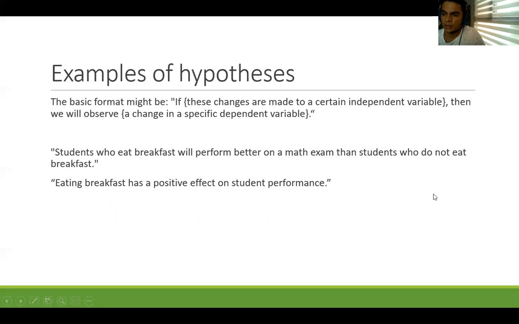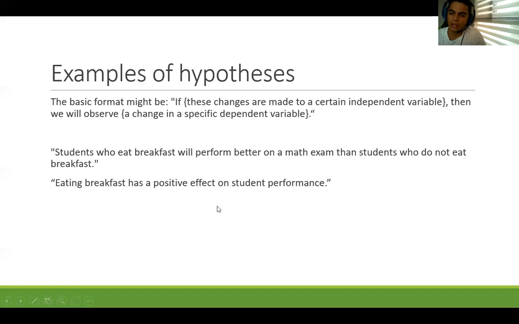So here I have an example of a good hypothesis. And here is a basic format that can be like this. If this happens, then we will observe this other thing. This is a very basic formula for setting a hypothesis. The simplest form is the best form. So here I have two examples. One says, students who eat breakfast will perform better on a math exam than students who do not eat breakfast. It's not bad, but I think this one is better because it's more concise.